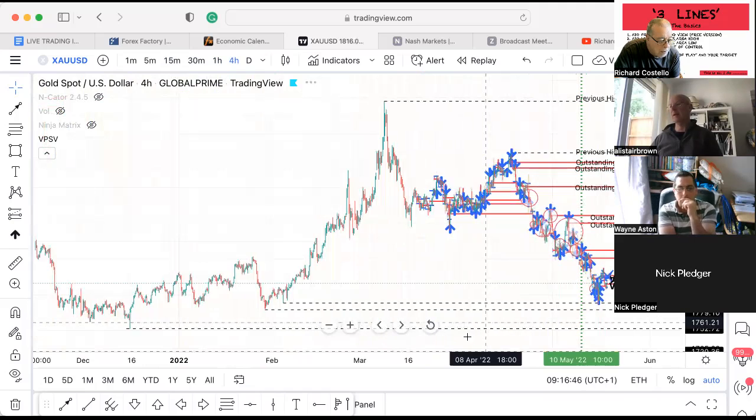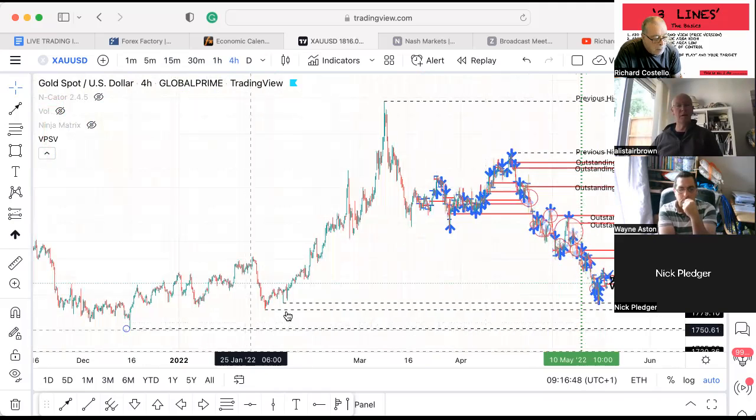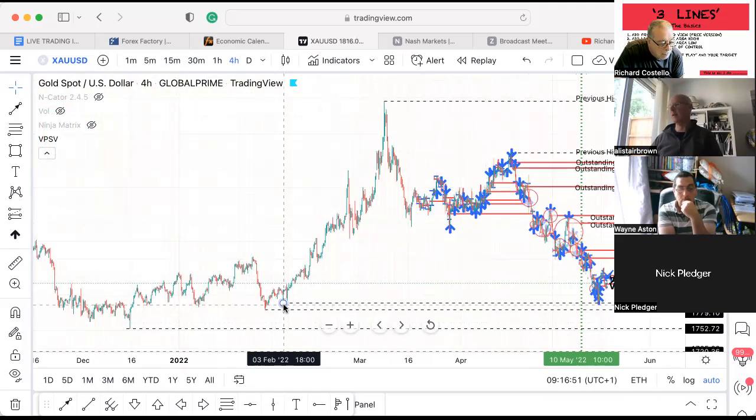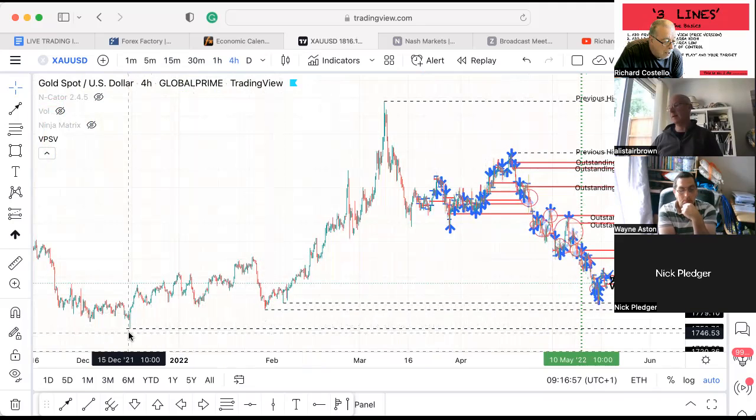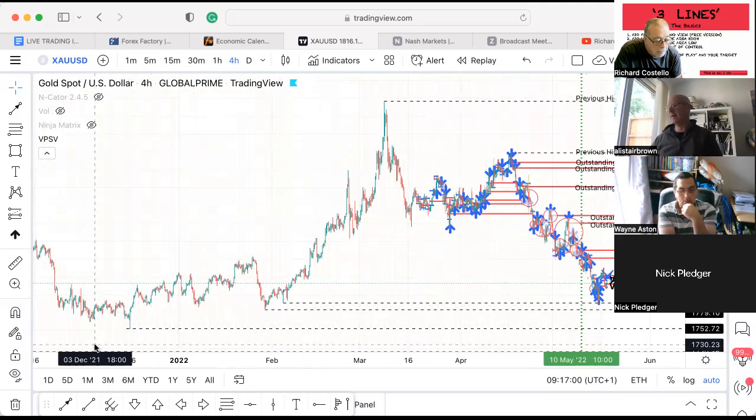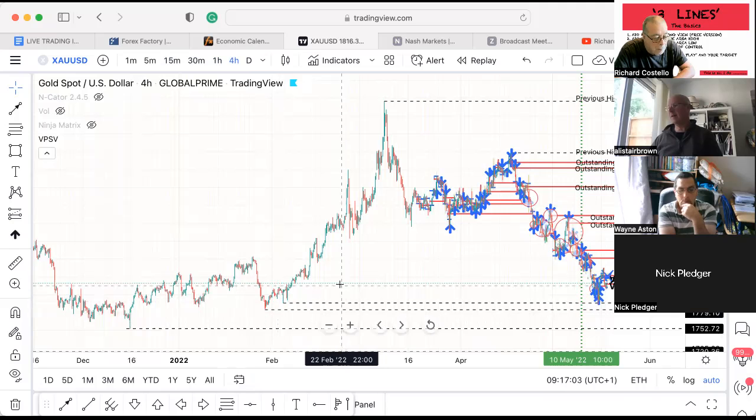I'll see if I can find an example of the swing low. Going back a long time, there we go. There was a swing low there, which was the 3rd of February. There was a swing low there, 28th of January. There's one there, which was the 15th of December. And I think the others further back.